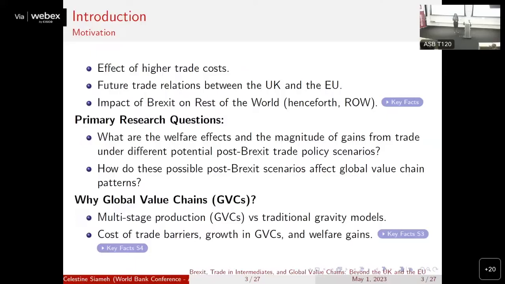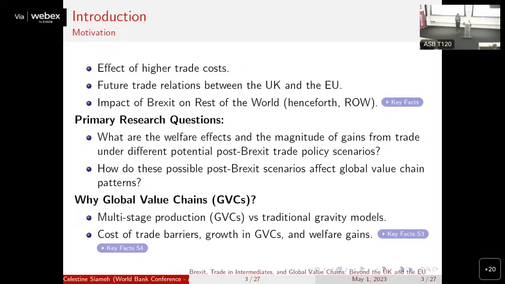Why? Because with a traditional gravity model, the value added at the multiple stages of production is hidden. Another reason has to do with the cost of trade barriers, which will be multiplied due to the multiple movements of goods across national borders. This means that if countries are participating in the value chain and there is a disruption in one part of it, all the other participating countries will also be affected.